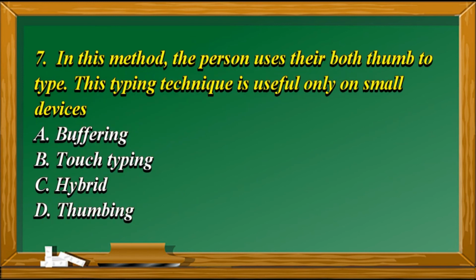Number 7. In this method, the person uses both thumbs to type. This typing technique is useful only on small devices.